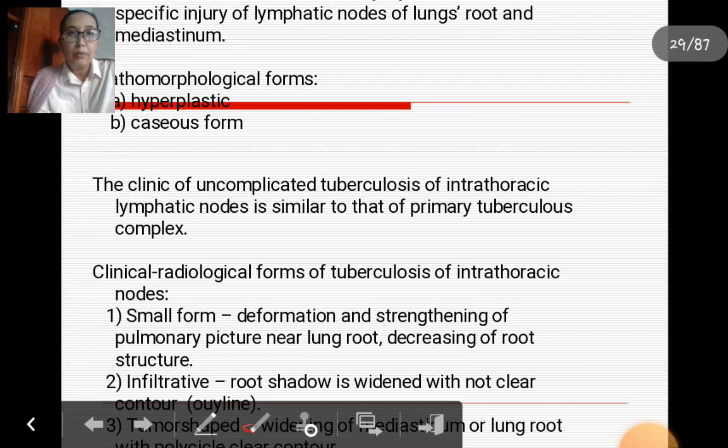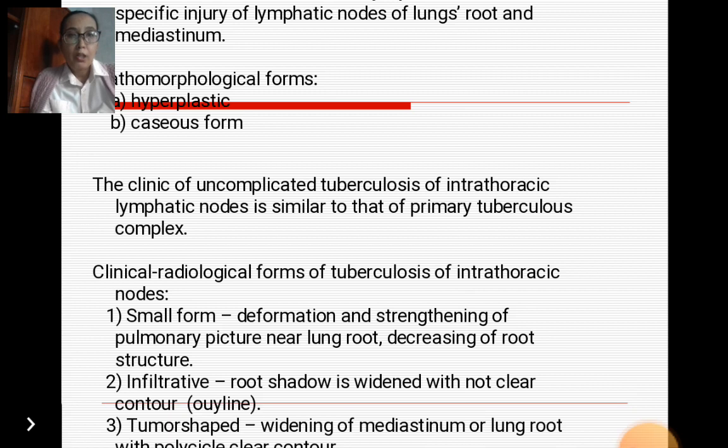In this slide we start to tell you about a third form of primary tuberculosis complex called tuberculosis of intrathoracic lymph nodes. It is a clinical form, and its clinic is similar to that of primary tuberculosis complex.